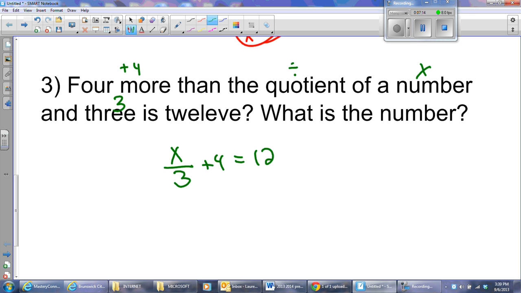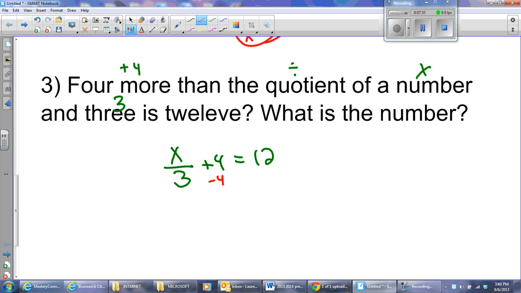All right, ready to solve. See how I did that though? Started with the variable. I need the quotient of the number and the variable. Had the problem said the quotient of 3 and a number, it would have been like this. Okay, but it didn't. It said a number and 3, so I went in order.